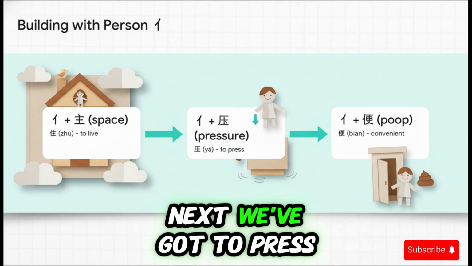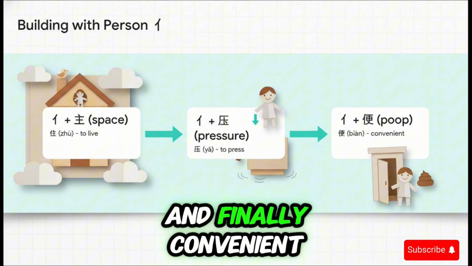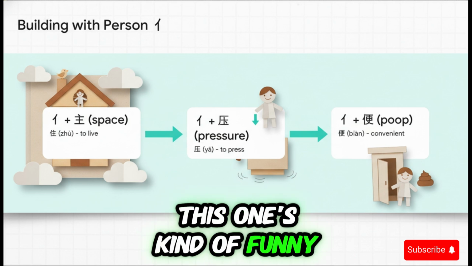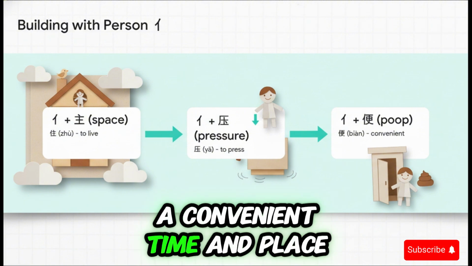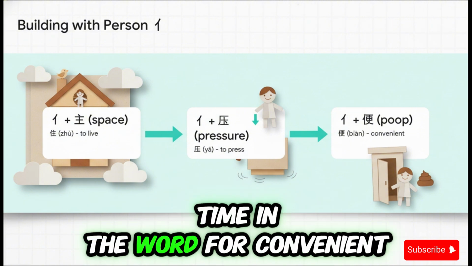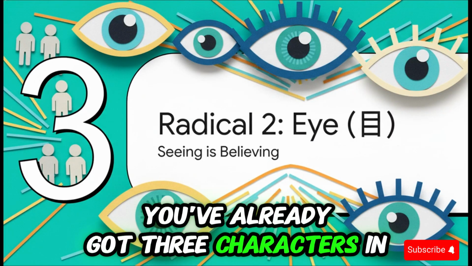Easy. Next, we've got to press. It's a person putting pressure on something. And finally, convenient. This one's kind of funny. It's a person plus a sign for, well, for something you do at a convenient time and place. You see it all the time in the word for convenient, 方便. Feeling good? You've already got three characters in the bag.